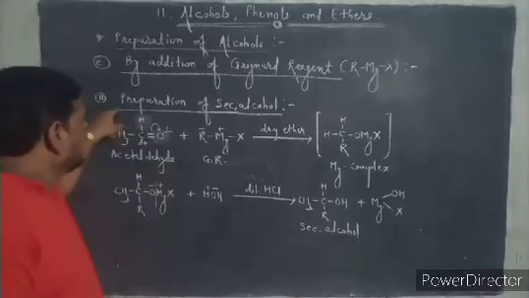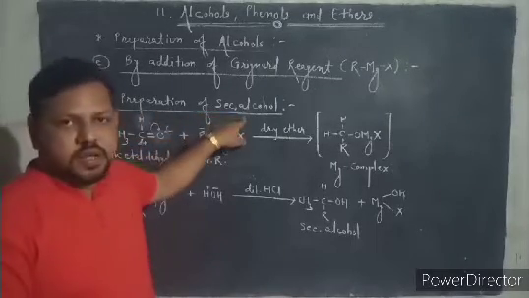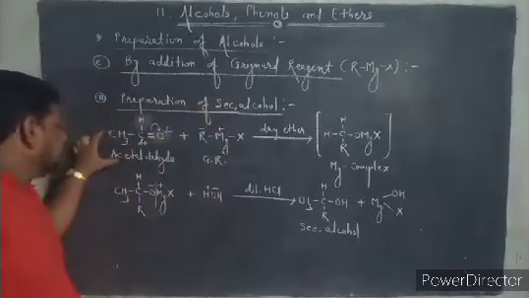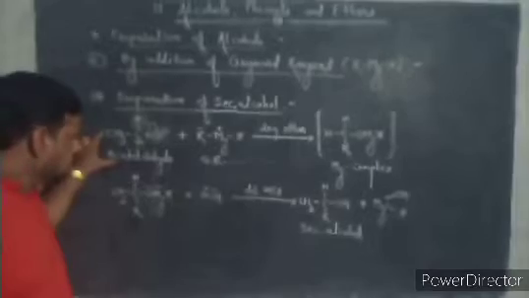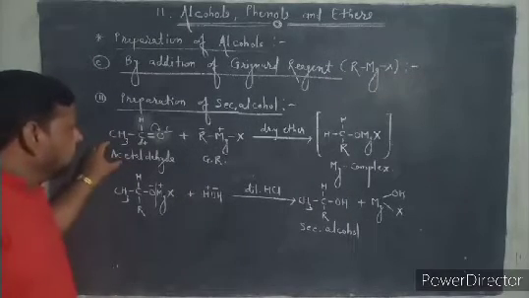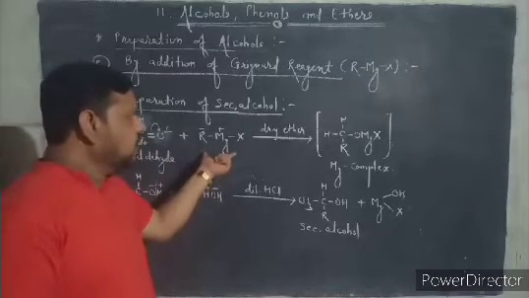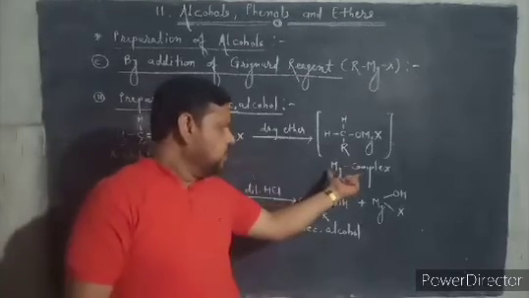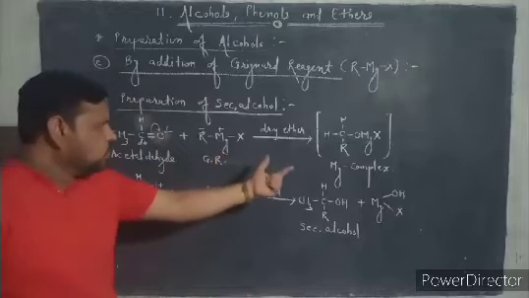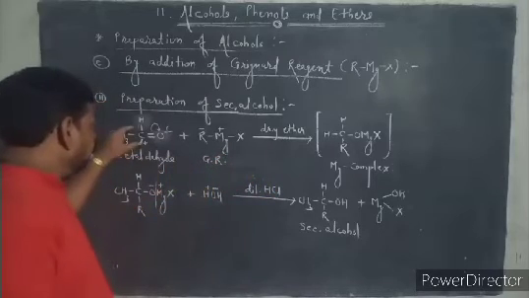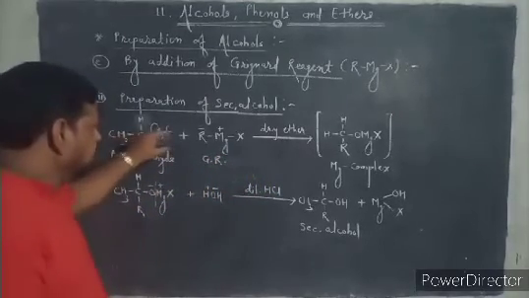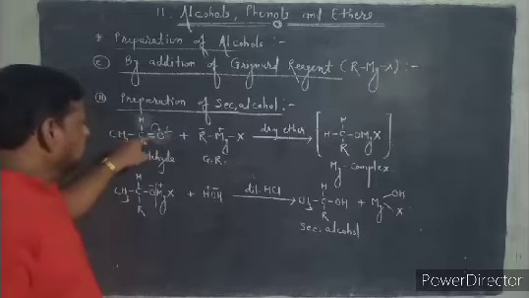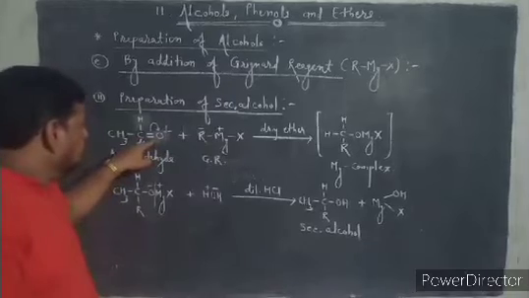Then second, preparation of secondary alcohol. This secondary alcohol is prepared from acetaldehyde. Okay, acetaldehyde reacts with Grignard reagent in presence of dry ether. Then it gives the magnesium complex. This magnesium complex is also prepared by this mechanism. We have already seen it before. Okay, see, there is a C double bond O.